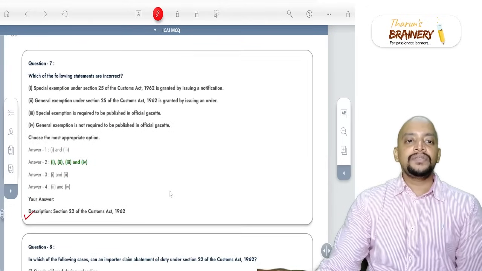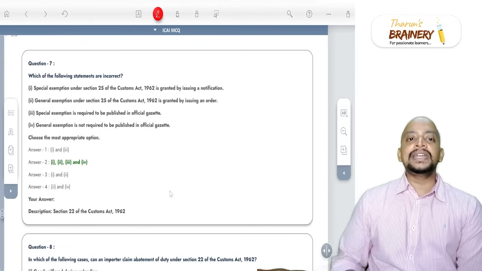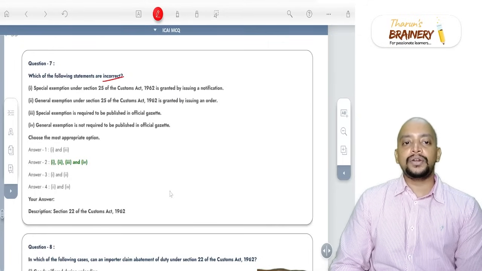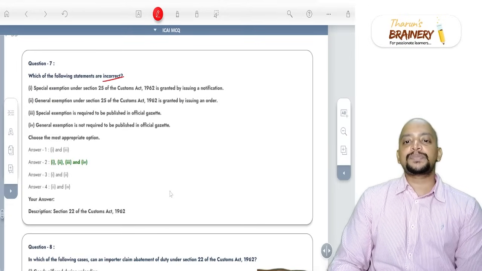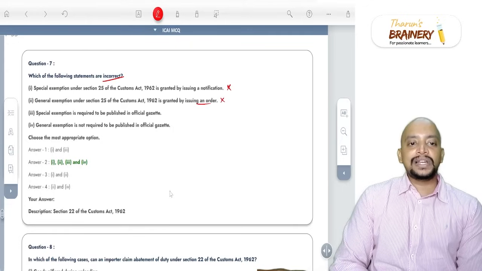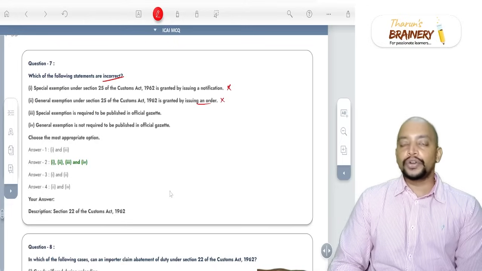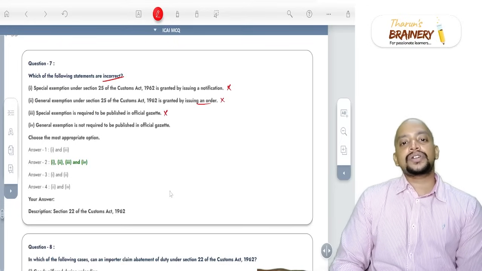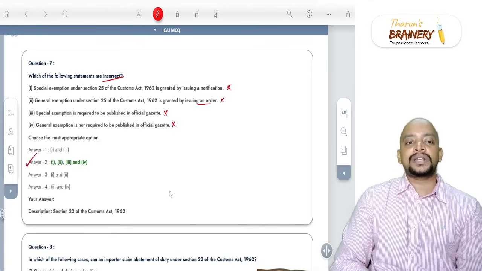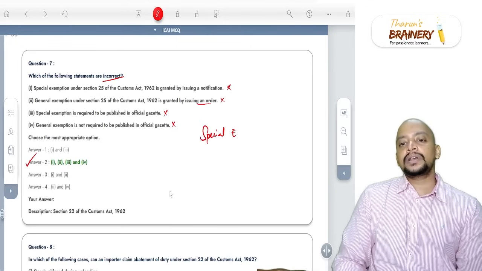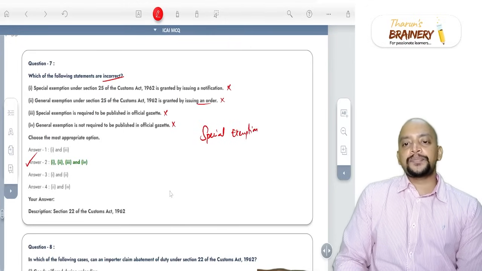Then next, which of the following statements are incorrect? Special exemption under section 25 is granted by issuing a notification. No, special exemption is by order. General exemption is by notification, but they are telling order wrong. Special exemption is required to be published in the official gazette. No, no need to publish. General exemption is not required. No, it should be published. All these statements are incorrect. Okay, so we have special exemption and general exemption.